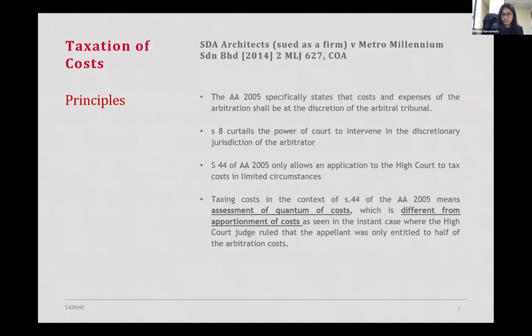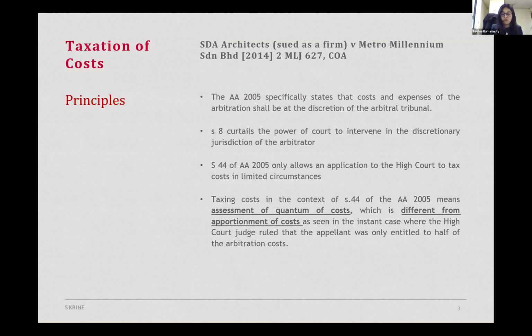The judge noted that it is well settled that in the scheme of the Arbitration Act 2005, the avenue for the court to intervene is limited and prohibited. The court referred to Section 8 of the Arbitration Act, which provides for this. The court also went on to say that the Arbitration Act itself specifically states that costs and expenses of the arbitration shall be at the discretion of the arbitral tribunal.